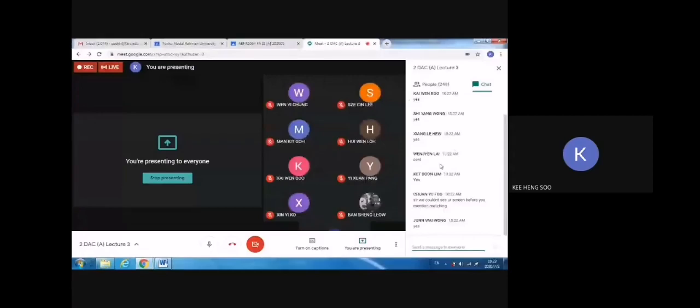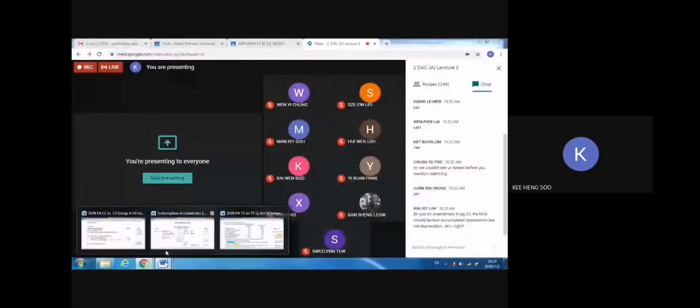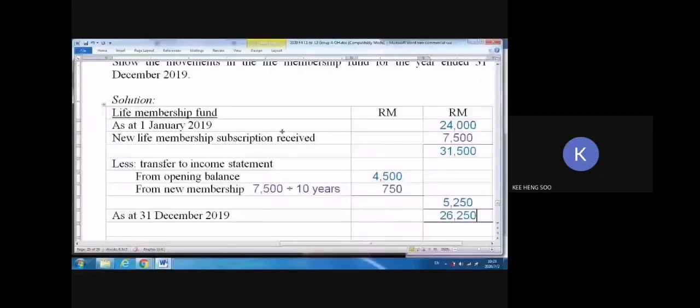We couldn't see your screen before you mentioned matching. Okay. Just like I told you, this is your lecture note. 24,000, you take out 4,005. 7,005, take out 750. 10 years. So your closing balance is here. This is in the statement format, but I show you in this ledger format for you to get a better understanding.